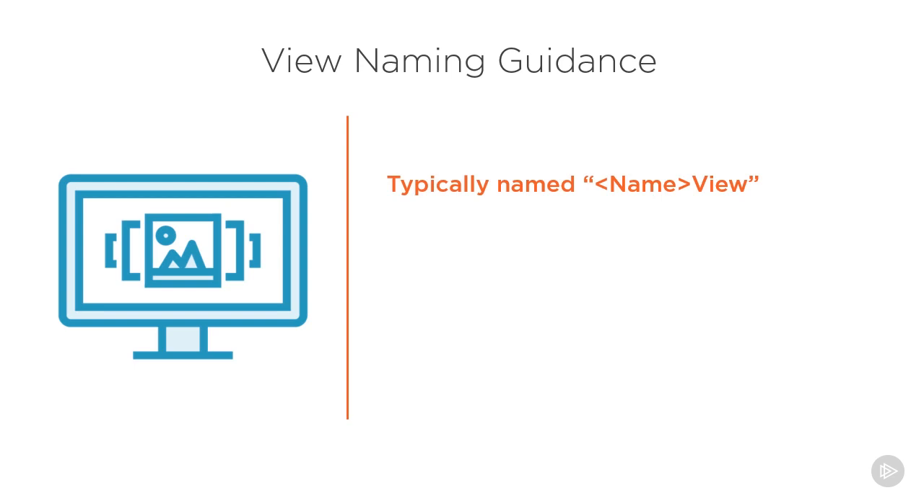First, for views, most often your views will be implemented as user controls that will be hosted or contained within some UI container or parent view. Those views should generally be named with the suffix of view, with their name indicating what they contain or something about the action or use case that they support.